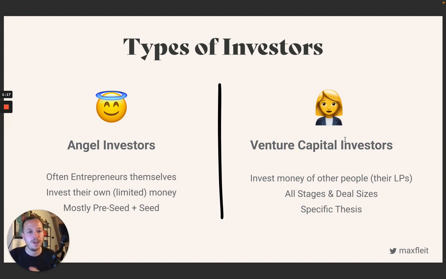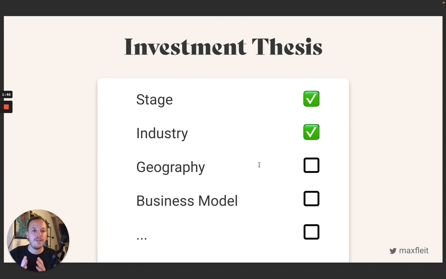And on the other hand, we have VC investors. They are not investing their own money, but they are investing the money of other people. They are limited partners. You have VC investors across all stages and all deal sizes, meaning from pre-seed to Series B, Series C, and they invest somewhere between a few 100K to many, many millions into specific deals. And the important part about VC investors is they all have a specific thesis. That means they are very specific about the deals that they invest in.